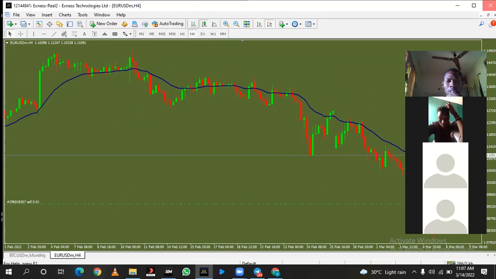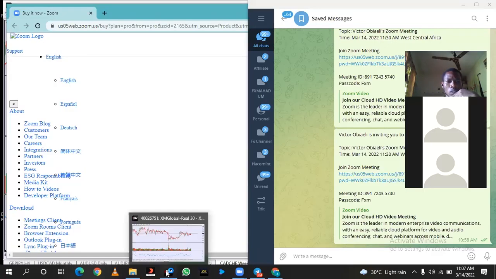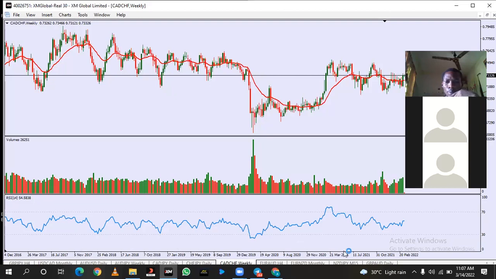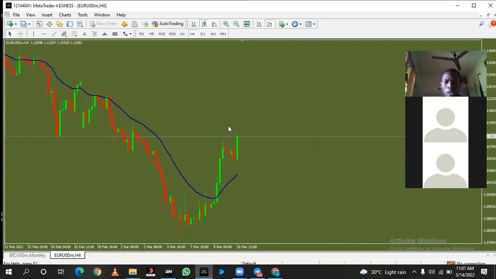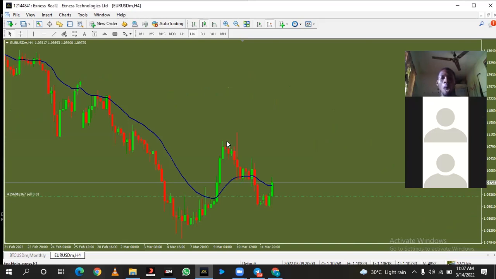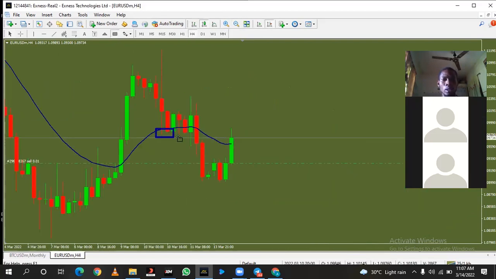Let me restart this. I'm trying to restart my chart so the 4 hour can load, because my entry was on the 4 hour. And why is it the 4 hour? It is because it was the 4 hour time frame moving average that was holding price at that point. Look at it. It was the one holding price. Price was respecting the 4 hour moving average.